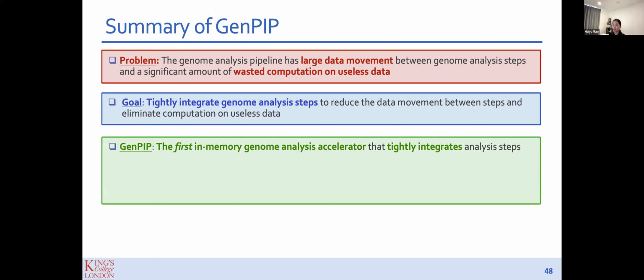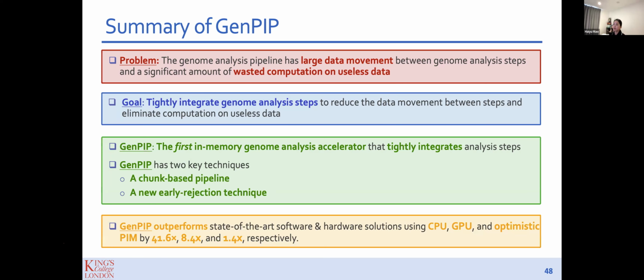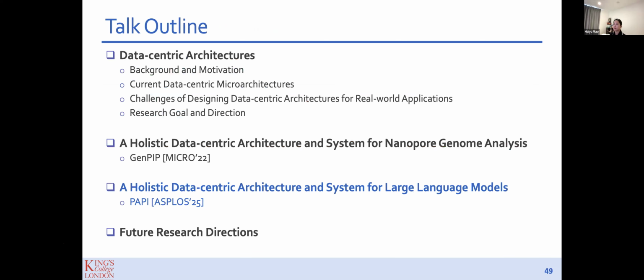So GenPeep is the first in-memory genome analysis accelerator that tightly integrates the analysis steps to enable the chunk-based pipeline and the new early rejection technique. And GenPeep outperforms the state-of-the-art software and hardware solutions, including CPU and GPU, and the optimistic PIM integration.